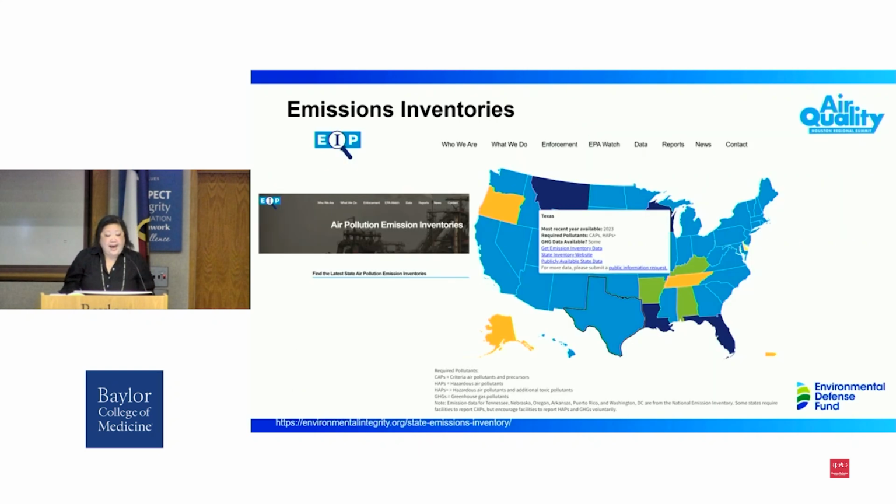So we also have emissions inventory. This is an interesting tool from EIP, which shows emissions inventories from every state. This allows you to click on a state and get its different types of emissions inventories. I clicked on Texas just for your use. And you can compare from state to state also what's happening.